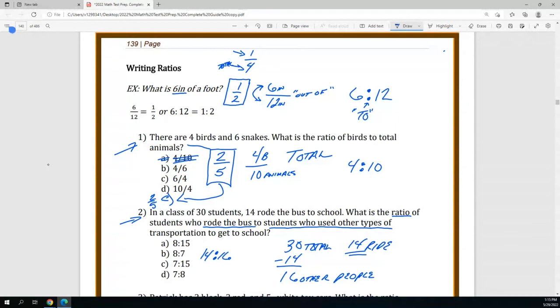I don't see it up there. Maybe they simplified. Let's see. Can I divide 14 and 16 by the same number? And the answer is yes. I can divide them both by 2. So 14 divided by 2 is 7, and 16 divided by 2 is 8. So 7 of 8, yes. There it is. That's the correct answer.